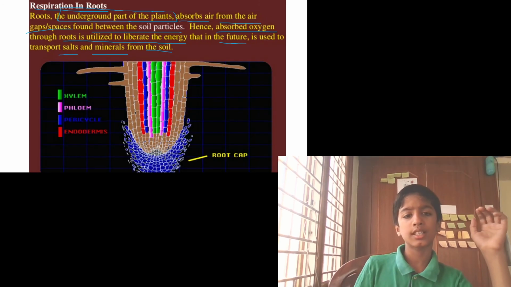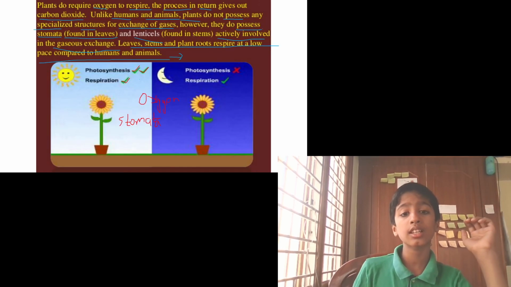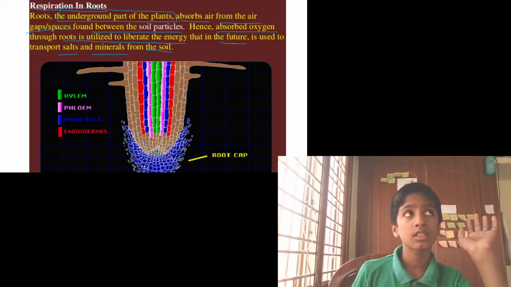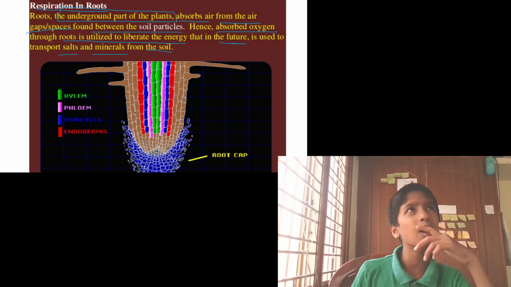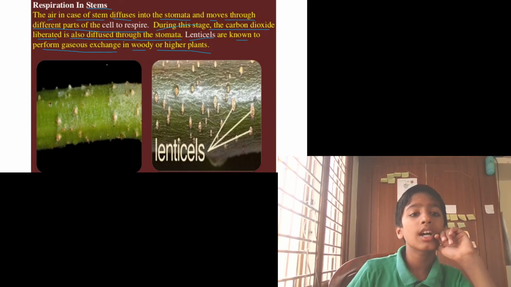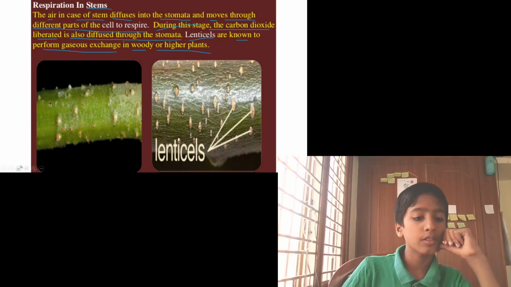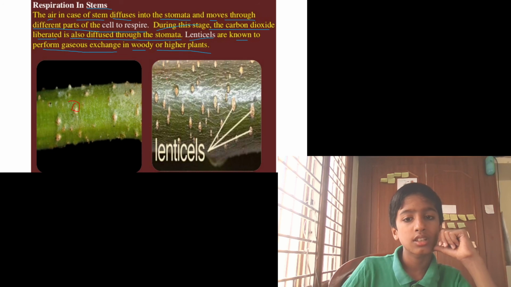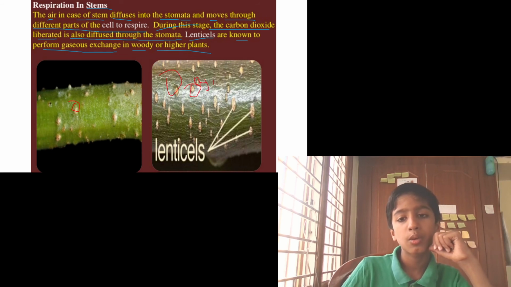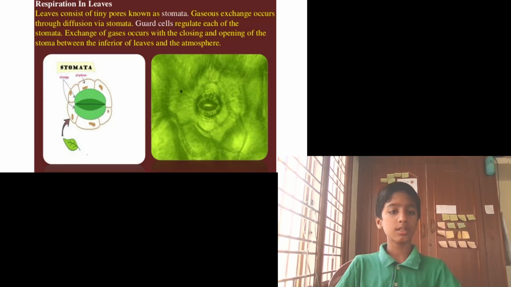Now we learned about stomata that are in the leaves, okay? But what about the bigger plants or bigger stems? To show that, they have the lenticels. These are the lenticels. You can see this white thing, right? That's known as lenticels.